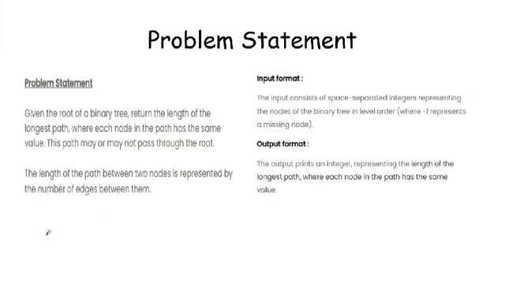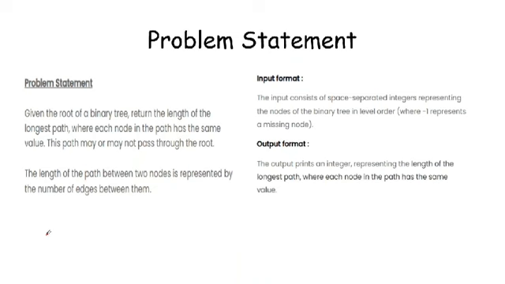First, let me explain the problem statement given. We need to find the longest path in the binary tree where every node on that path has the same unique value. This path can be any path between two nodes, not necessarily passing through the root. The path length is represented by the number of edges, and for this problem, the path must consist of nodes that all have the same value.